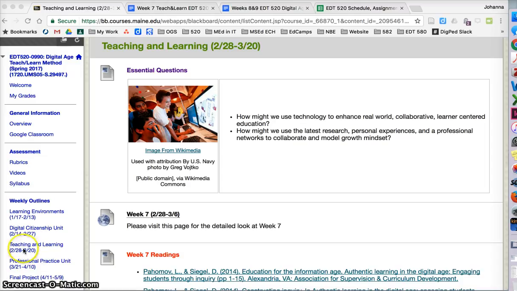This week we will start into the teaching and learning unit, which is over here in the weekly outlines. And the essential questions for this unit are: how might we use technology to enhance real-world, collaborative, learner-centered education, and how might we use the latest research, personal experiences, and a professional network to collaborate and model a growth mindset?